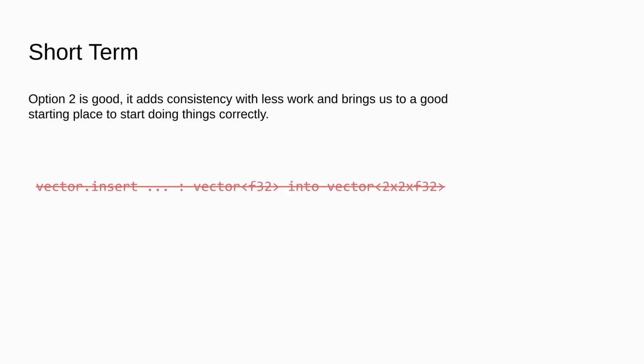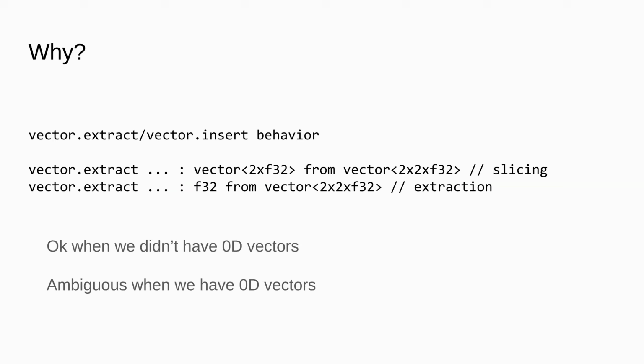So if we talk about the short term, the original RFC is really good. We should probably do it. There was a difference of opinion for this, but it will get us into a better state than we are at right now. But long term, realistically, neither option is good, because they're both hacks over existing operations for zero D vectors. The vector.extract and vector.insert come from before zero D vectors existed, and it essentially has two kinds of behaviors.